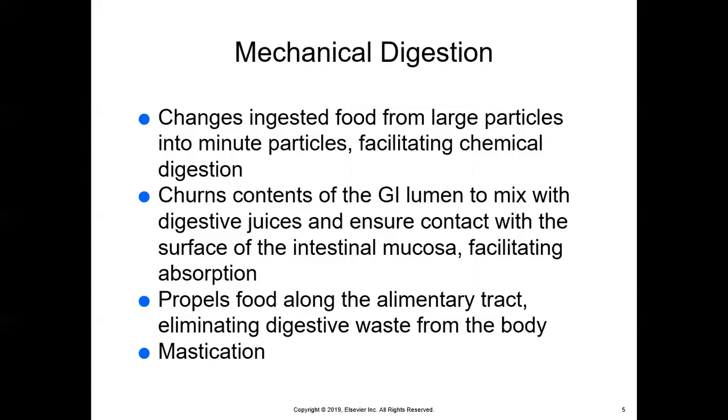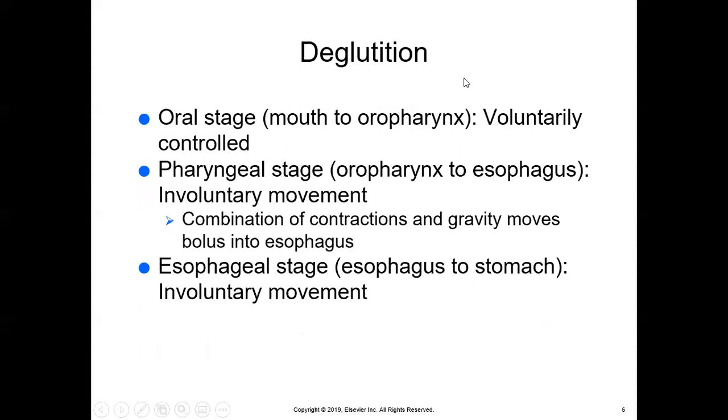Mechanical digestion also propels food along the alimentary tract, eliminating digestive waste from the body. Mechanical digestion also includes mastication. Mastication means to chew. Then you have deglutition. Deglutition has three different phases or stages. One is the oral stage. That's from the mouth to the oral pharynx. The oral pharynx is at the back of the throat.